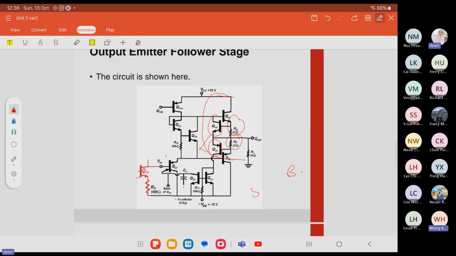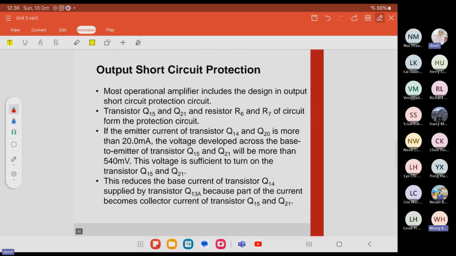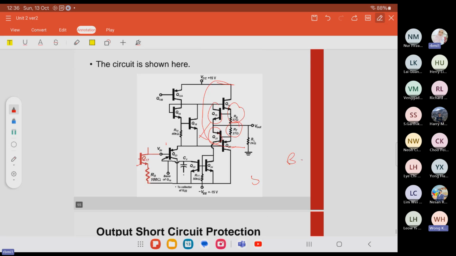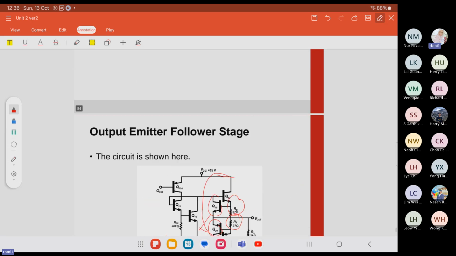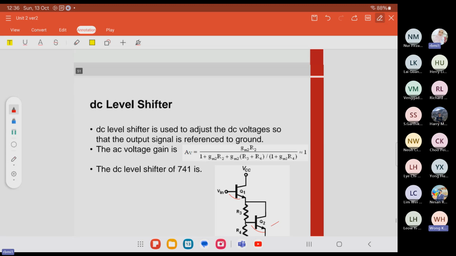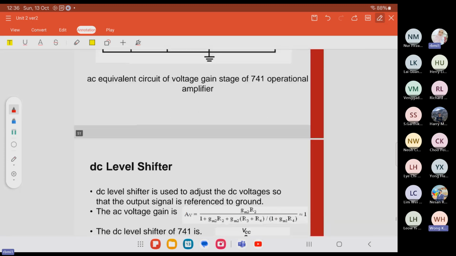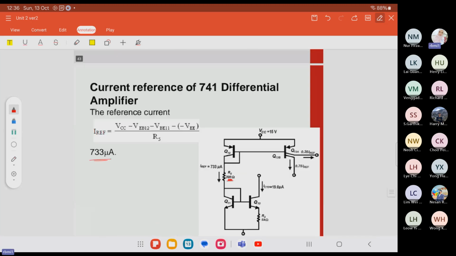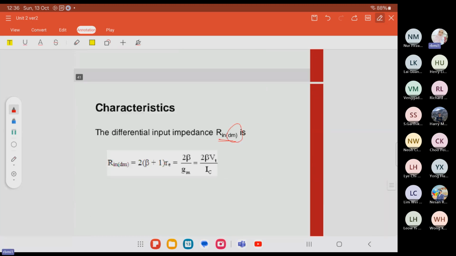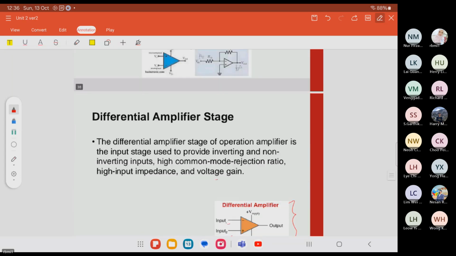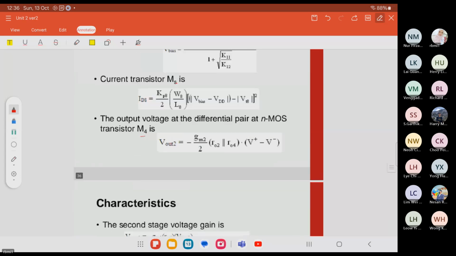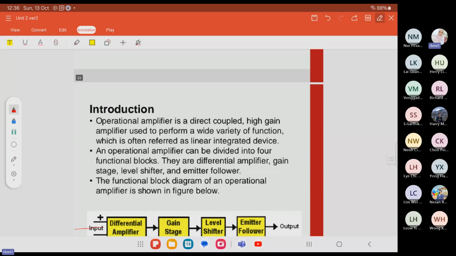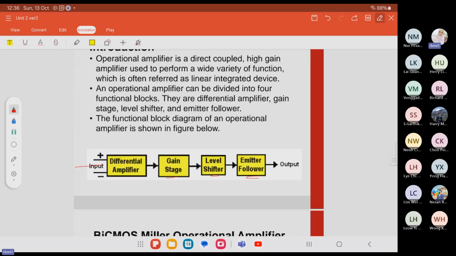You guys can read from here the output short circuit protection explanation for this output emitter follower stage. All these circuits are actually inside the block diagram, the block diagram for each of the stages. Right, so that's all for tutorial 2.